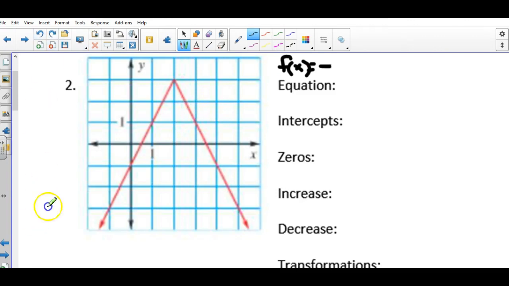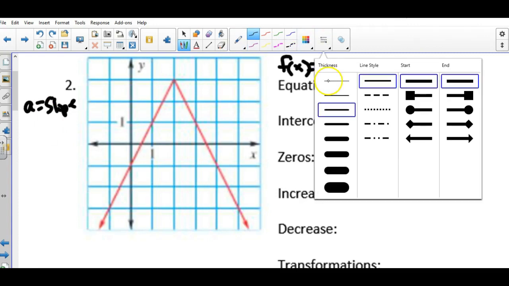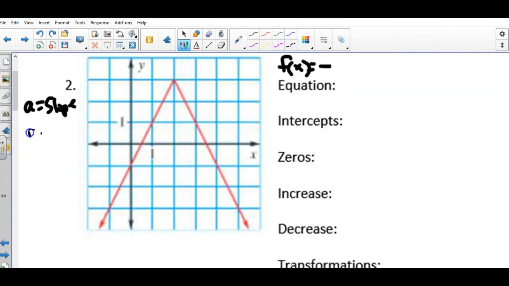The next thing I want to talk about is, let's find our a value, or our slope. Remember, a is our slope. It's the same thing. But to find the slope, we use the term rise over run. And how do we do that? We start at a point that we can see. Here's a point that we can see. And you find another point that you can see, which is right here. So now we'll come from this point and work up, or you could work down. It doesn't matter. It's the same thing.